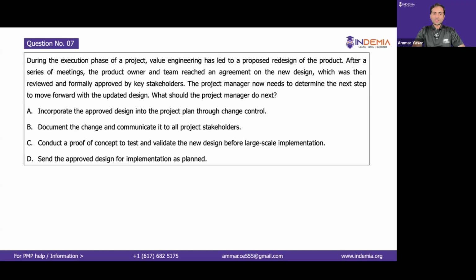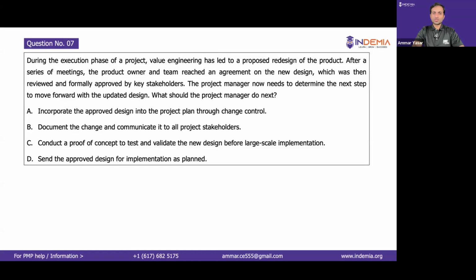C, conduct a proof of concept and to test and validate new design before large-scale implementation. We have already approved the design. It means proof of concept has already been done. So there is no point of doing it again. Send the approval design for implementation as planned. Yes, ultimately we will be implementing, but first we need to get it incorporated in the plan.